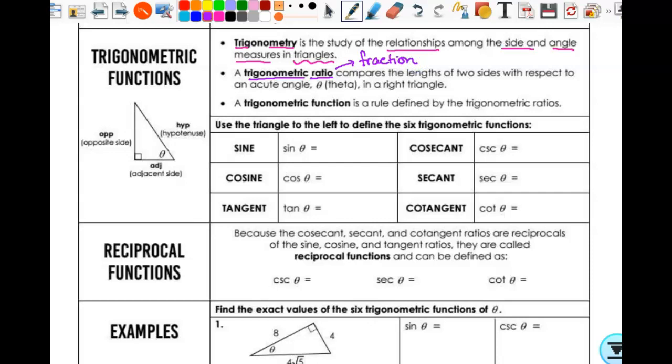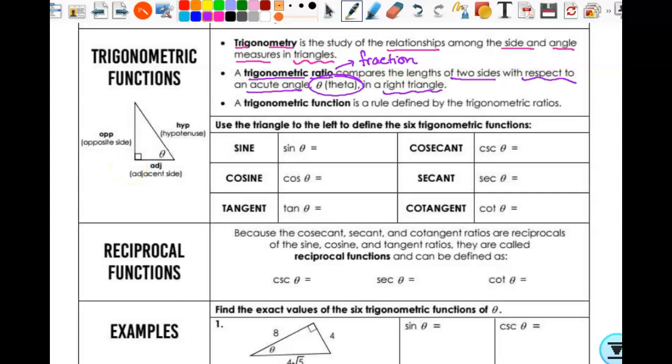Trig ratio compares the lengths of two sides with respect to an acute angle theta in a right triangle. So again, even though we're going to be able to apply this to things that are not right triangles, it's all based off of our right triangles. And it says acute angle. Well, if I have a right triangle, I have a right angle. That's what makes it a right triangle. That's not an acute angle, but the other two angles have to be acute angles. So it's always related to the acute angles. The only thing the right angle does is let us know we have a right triangle.